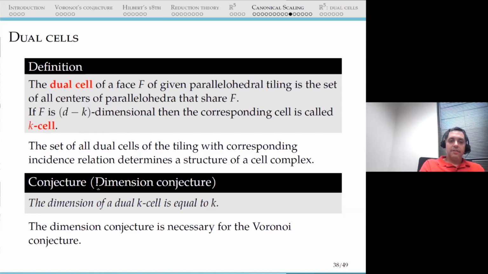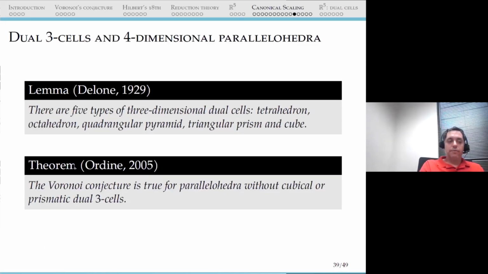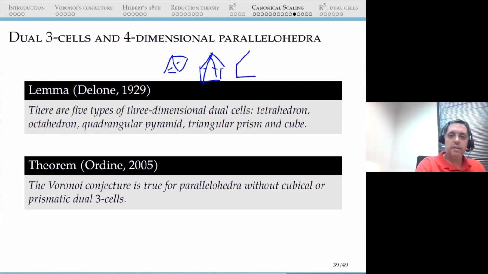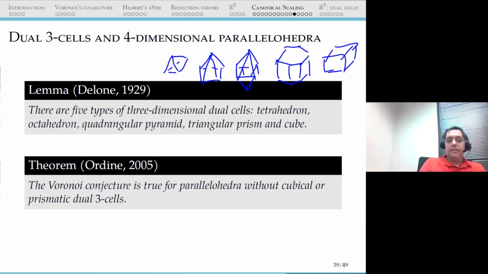And Delaunay himself, in his proof of the Voronoi conjecture for the four-dimensional case, listed all dual 3-cells, and actually those are the possible Delaunay cells for 3-dimensional lattices. These are tetrahedra, pyramids, octahedra, hexagonal prisms, and parallelepipeds or cubes, right? And in 2005, Andrei Ordine, in his PhD thesis, proved that if we use only 3 dual 3-cells, then the Voronoi conjecture is true.